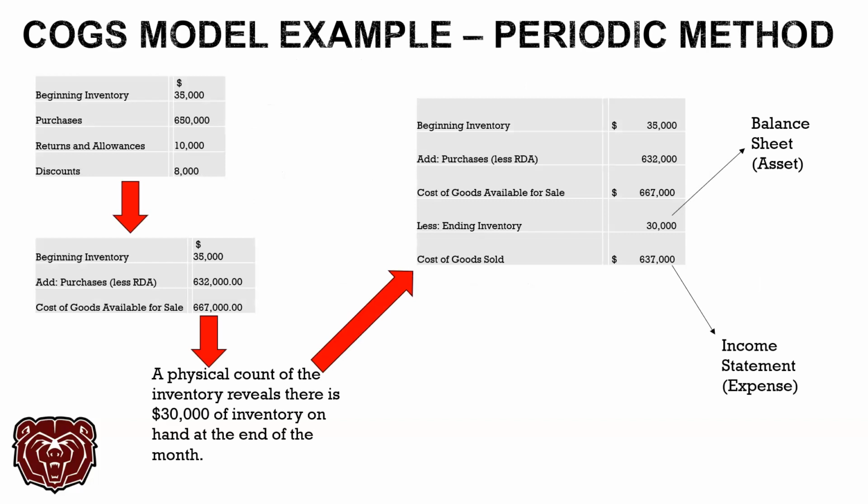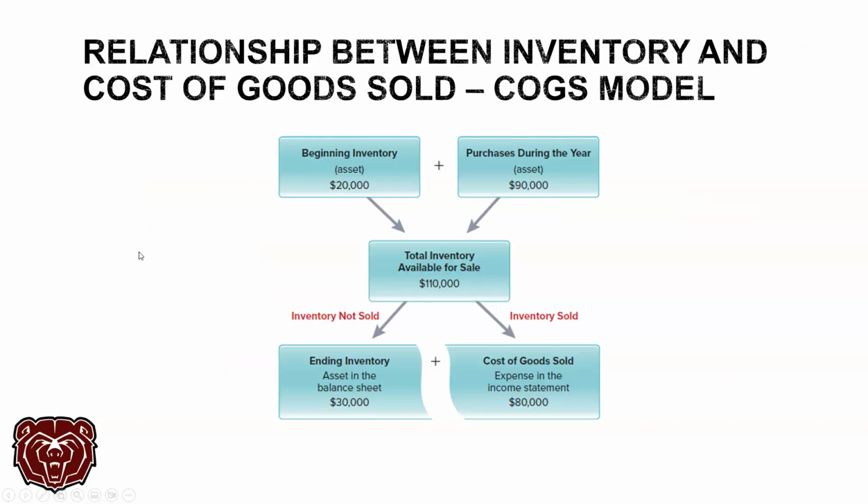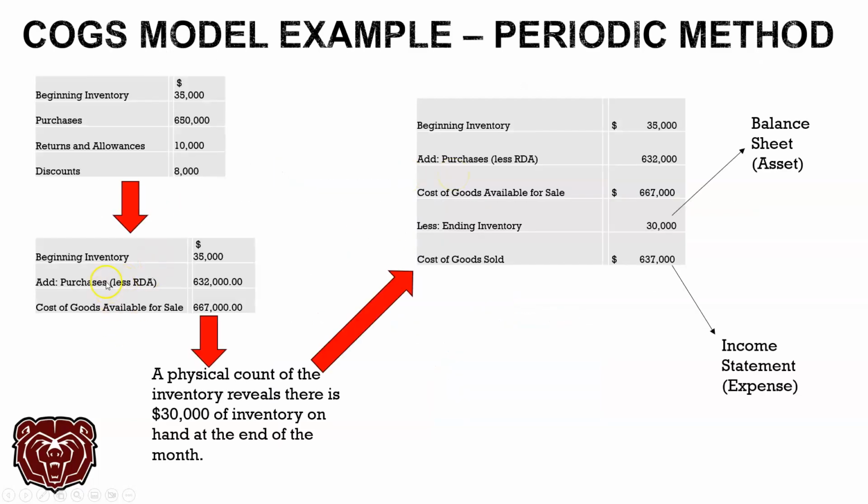So this is what your periodic method example for your COGS model would look like. You start with $35,000 in your beginning inventory. You have $650,000 worth of purchases during the year. You have returns, allowances, and discounts totaling $18,000. So you just put it into the first two parts of that COGS model, this right here, to get our cost of goods available for sale.